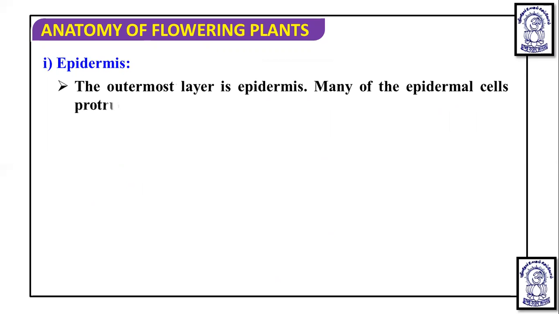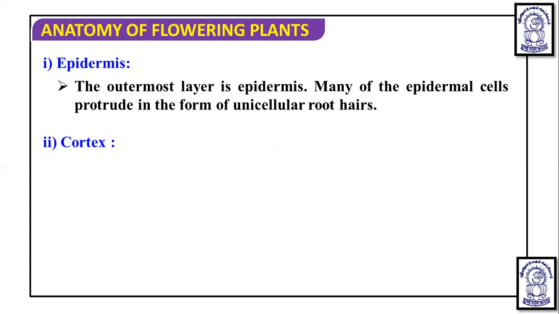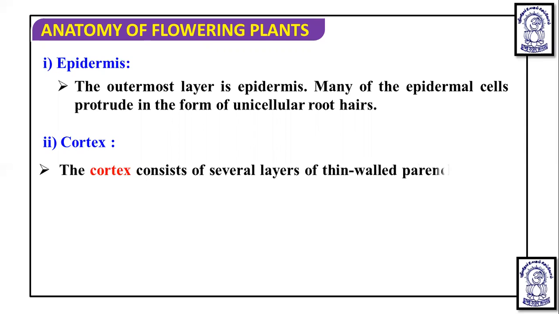Now, when we go on talking further, you will see that the epidermis, which is the outermost layer, is also known as epiblema, piliferous layer, or rhizodermis, the root epidermis. Many of the epidermal cells are extending or protruding in the form of unicellular root hairs. And you know that the root hairs are epidermal cell elongations and they are unicellular, increasing the surface area of absorption. Now, inner to the epidermis, you will see the presence of cortex, and cortex consists of several layers made up of thin-walled parenchyma cells. And as you know, these are thin-walled parenchyma cells with intercellular spaces.